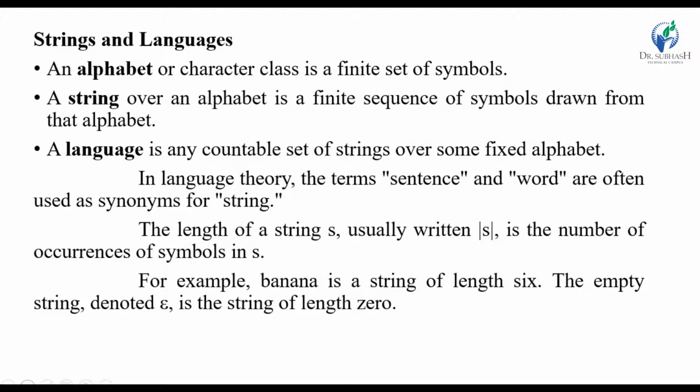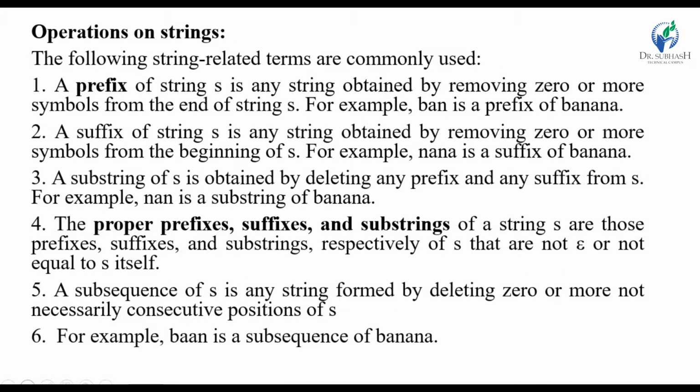String is nothing but a group of meaningful characters, or any sentence or any word. The length of string S, usually written as mod S, is the number of occurrences of symbols in string S. For example, banana is a string of length 6. Here a total of 6 characters are used: B, A, N, A, N, A. So the string length is 6. The empty string, denoted by epsilon, is the string of length 0.